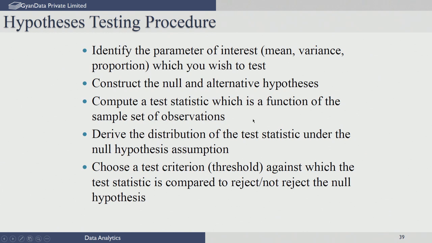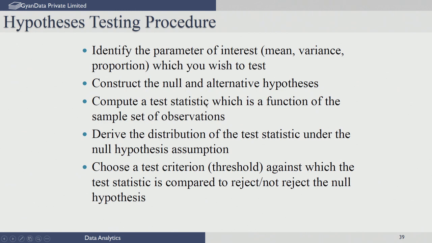Now, in order to perform this hypothesis testing and make a decision, as we said, the first step is to identify the parameter of interest which you wish to test. It could be the mean, it could be the variance of the population or the proportion of the population that you want to verify the value of. Now, you construct the null and alternative hypothesis as we said before.